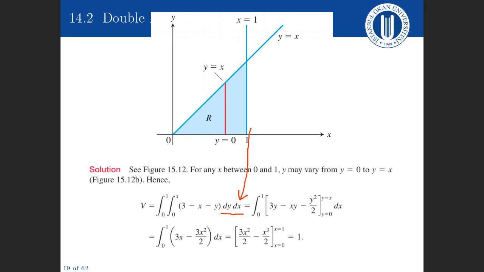And then let's look at the outside limits. Let's look at x. In the triangle at the top, what are the smallest and biggest possible values of x? In this triangle, the smallest possible value of x is 0, and the biggest possible value of x is 1. So our outside limits of integration are going to be 0 and 1.